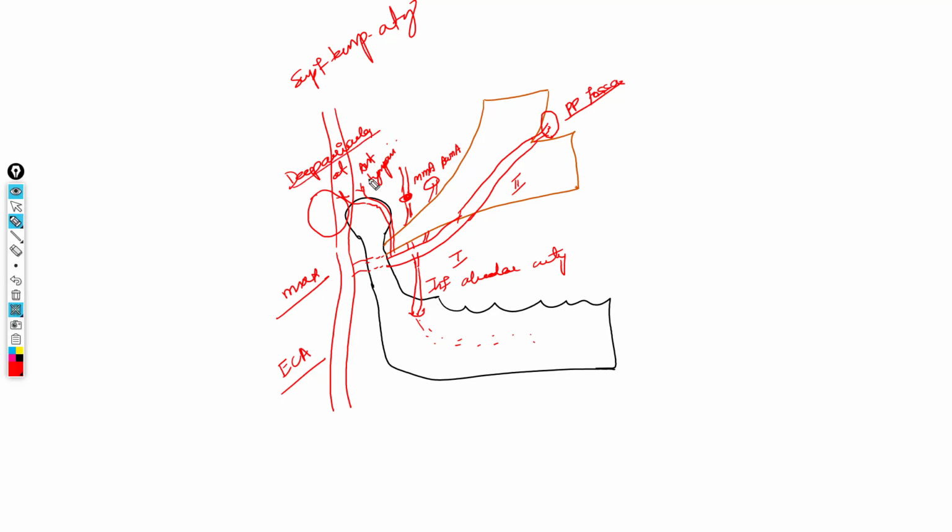Right. So first part of the maxillary artery gives five branches. They are deep auricular, anterior tympanic, middle meningeal, accessory meningeal, and inferior alveolar artery. Then what are the branches of the second part of the maxillary artery? Second part of the maxillary artery gives the muscular branches, and all these branches correspond to the branches of the anterior division of the mandibular nerve. So what are the branches you know?